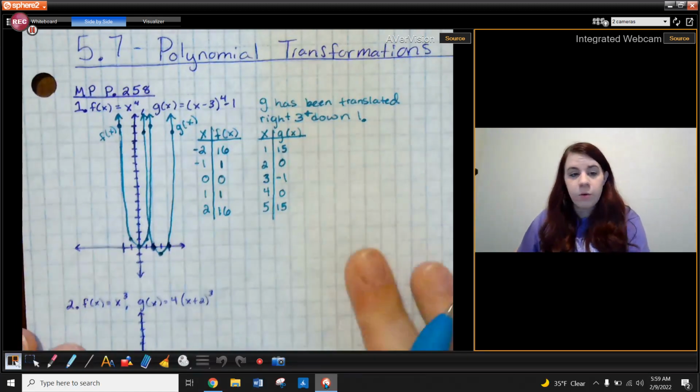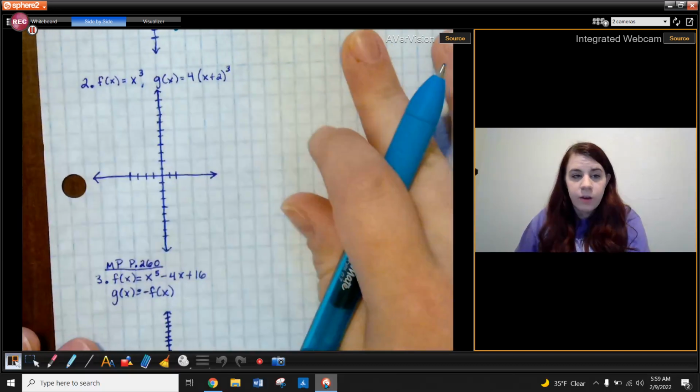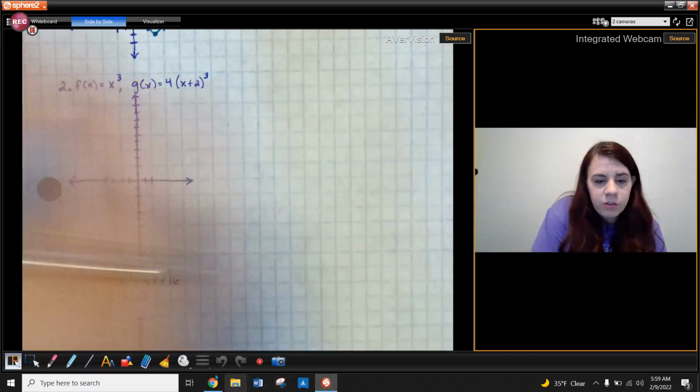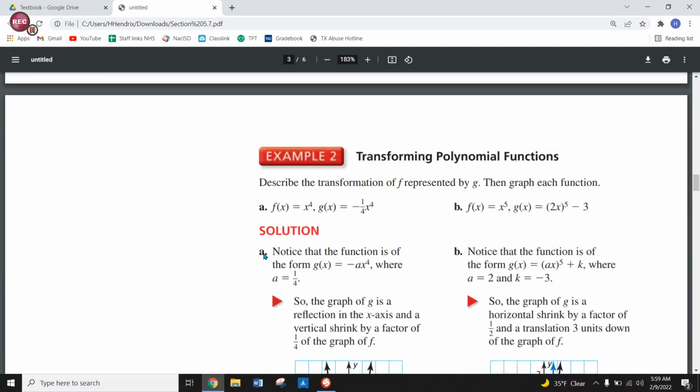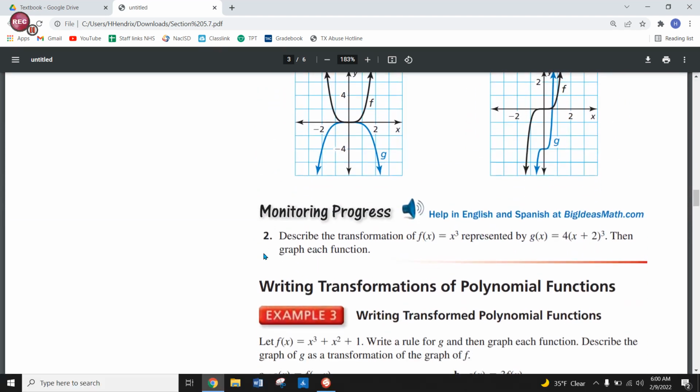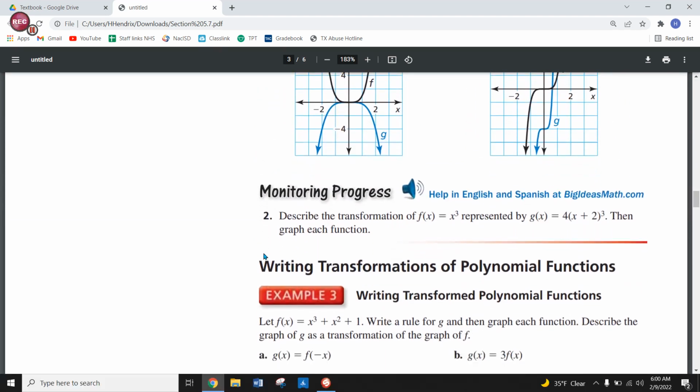All right, we're going to do one more in this video. So I think my instructions on this one are the same, but I'm going to run back to it just to be sure. This is on the next page, so 259. They say to describe the transformation f of x equals x cubed, represented by g of x equals 4 times (x plus 2), all cubed. Then graph each function. So same directions, we're going to describe it and then graph them.